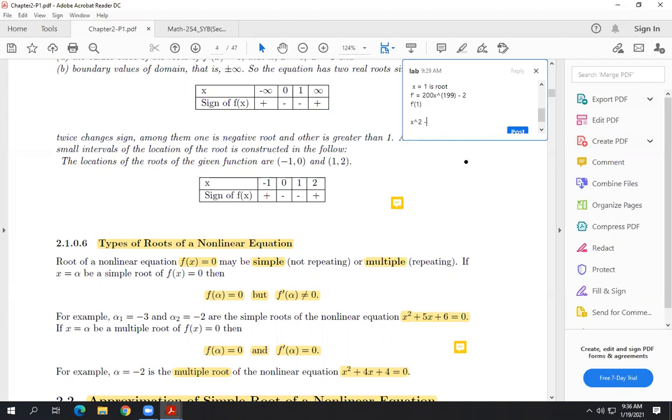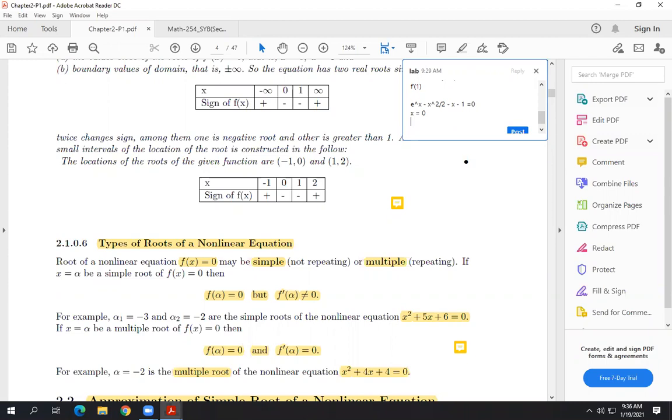Now let's say I give you a difficult one, you are a good student. e power x minus x square divided by 2 minus x minus 1 equal to 0. Is this a non-linear equation or not? Yes, non-linear. Is x equal to 0 a root or not? Yes, it's a root.